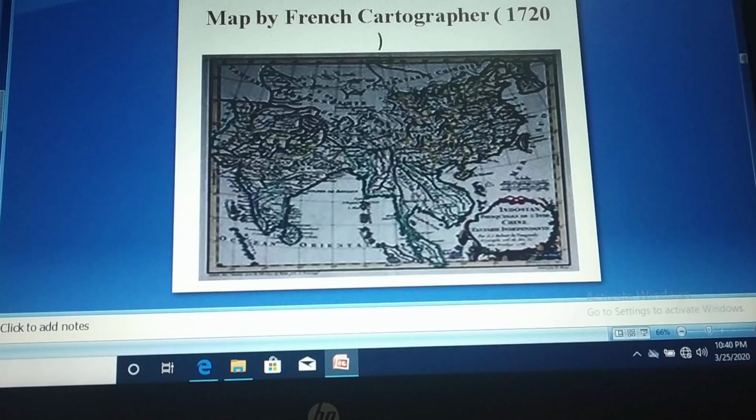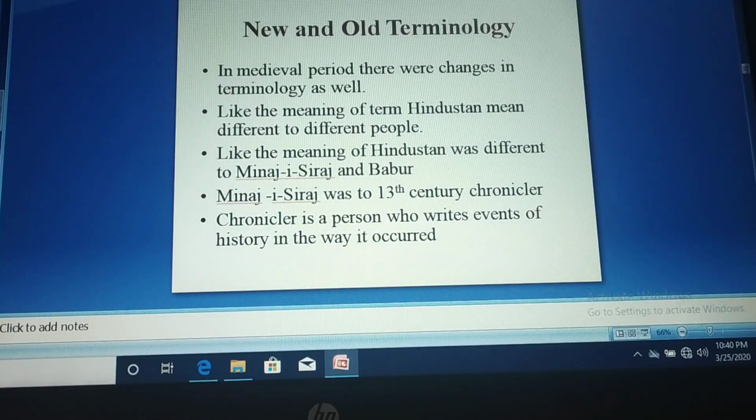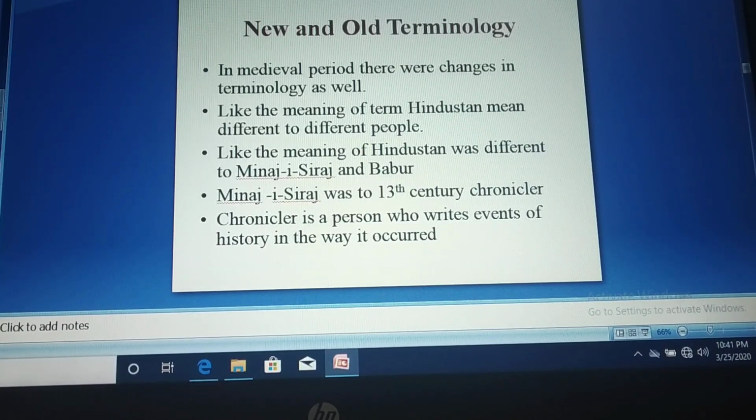So now let's move on to the next topic. Changes in new and old terminology. Right? There are a few words which have a specific meaning nowadays, but in the past that particular word had a different meaning. In the same way, here we are going to study the word Hindustan, which had a different meaning for different people.